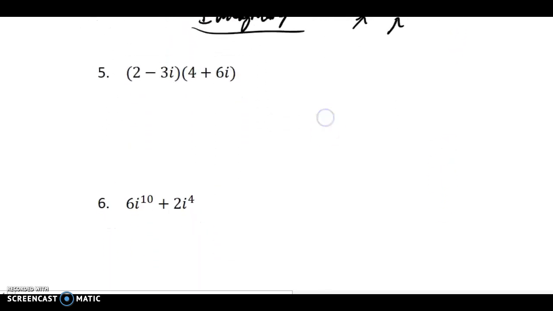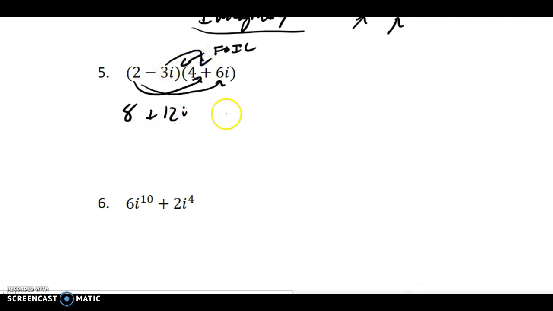Here we have a question. Notice there's no add and subtract, so this is going to be FOIL. Notice i's act just like x's, except there's one exception, and I'll show you that here on this one. So first is 2 times 4 is 8. Then 2 times 6 is 12i. Negative 3i times 4 is negative 12i. Oh, so we got lucky. Same numbers. And then negative 3 times 6 is negative 18i squared.